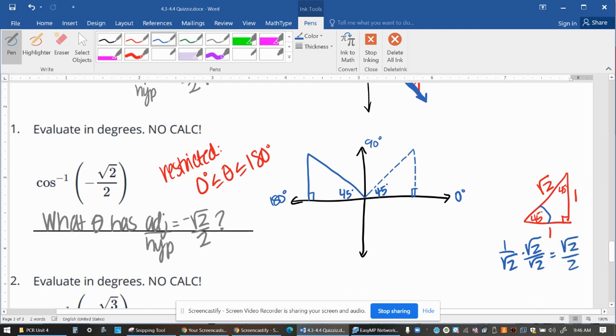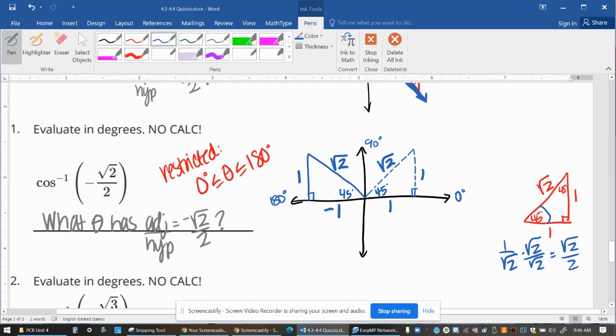Okay? So I decided to use the triangle in quadrant 2 because if I fill in the side measures there, I'm going to get a negative root 2 over 2 as opposed to the one in quadrant 1, which would give me positive root 2 over 2.